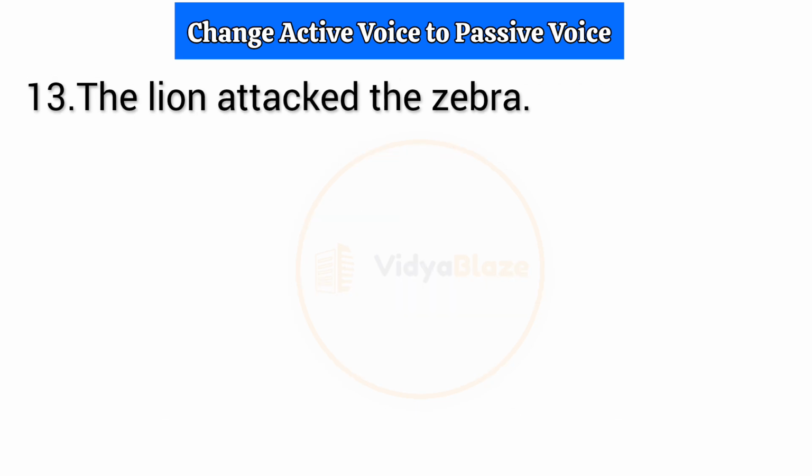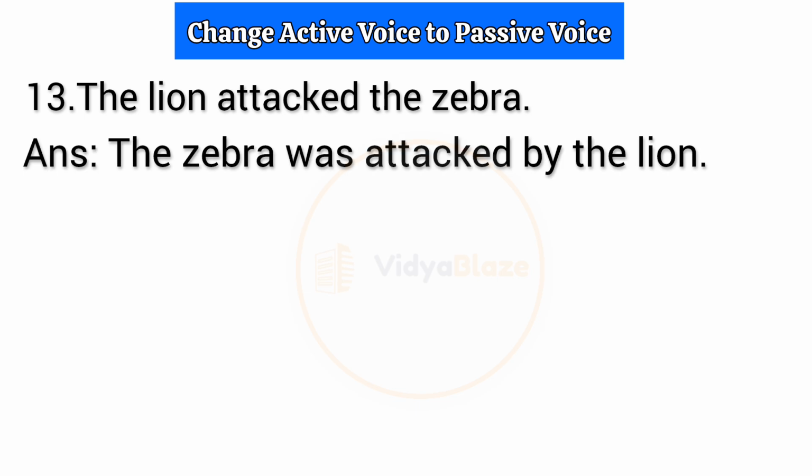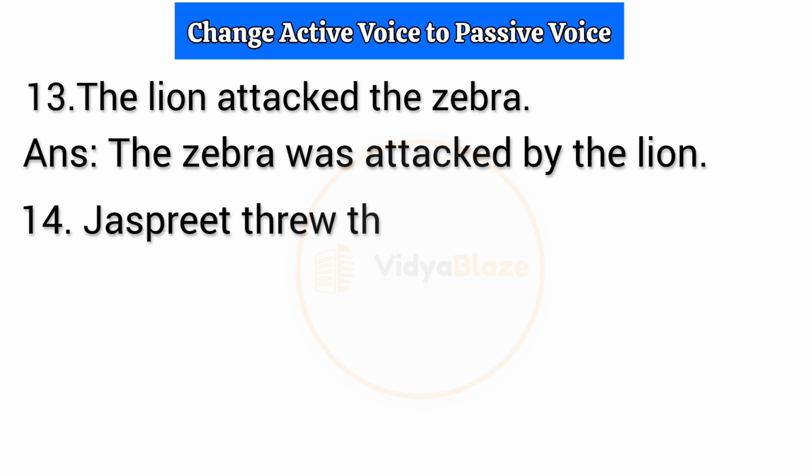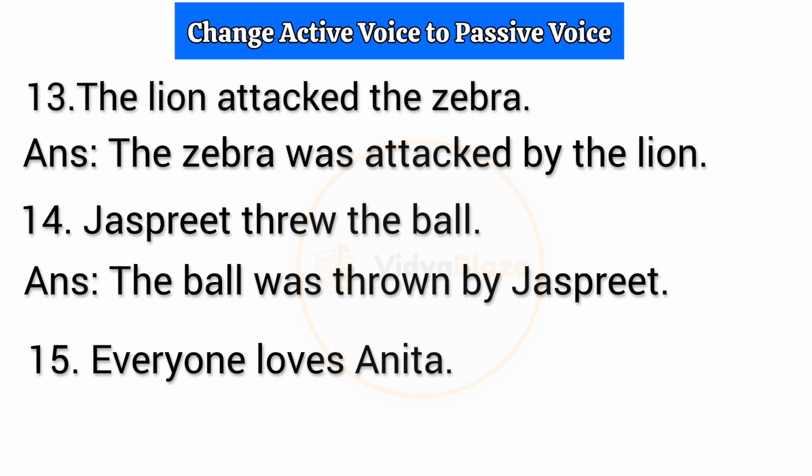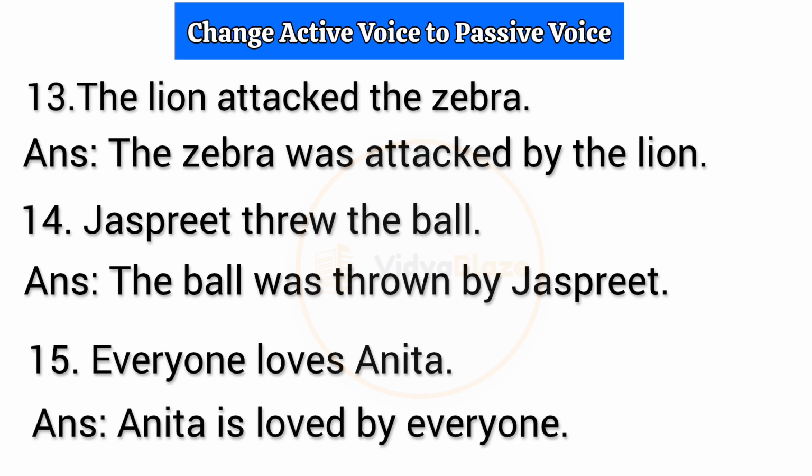13. The lion attacked the zebra. Answer. The zebra was attacked by the lion. Number 14. Jasprit threw the ball. Answer. The ball was thrown by Jasprit. 15. Everyone loves Anita. Answer. Anita is loved by everyone.